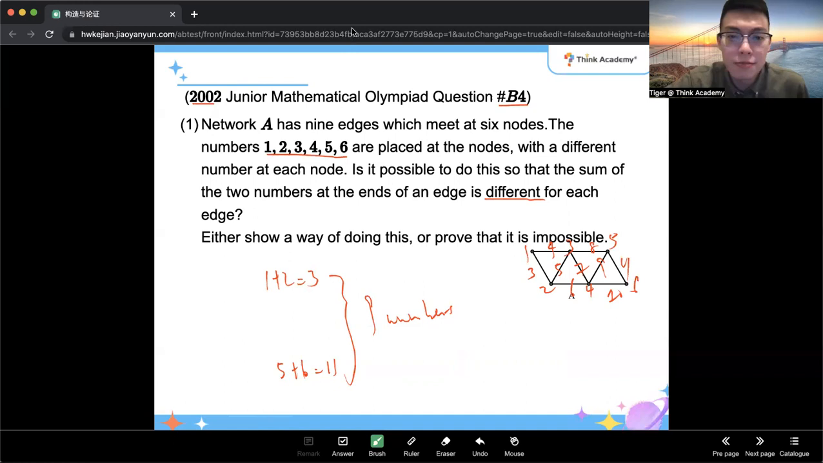So just do a random guess and you're already done. Just fill it in order. What's so hard about it? I'm pretty sure that you can all finish this first part, but then for the second part, it requires a little bit of construction.